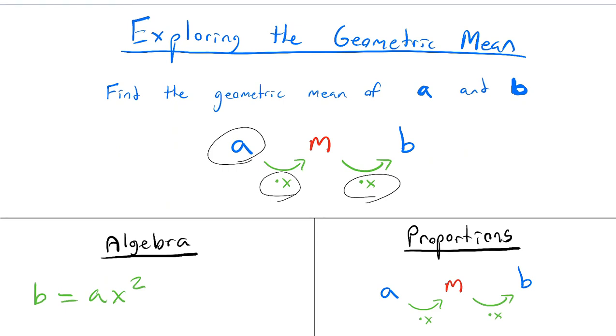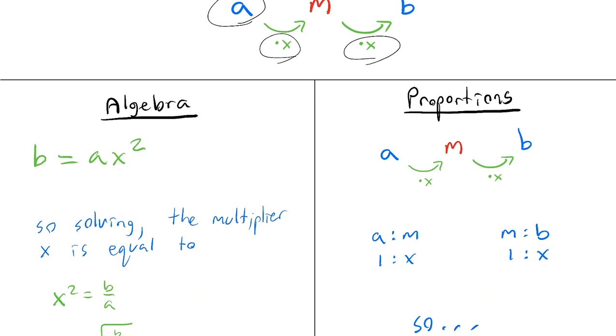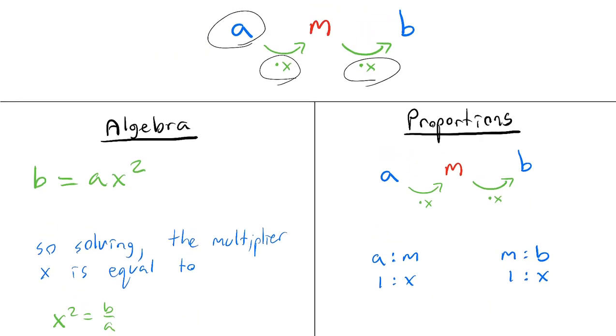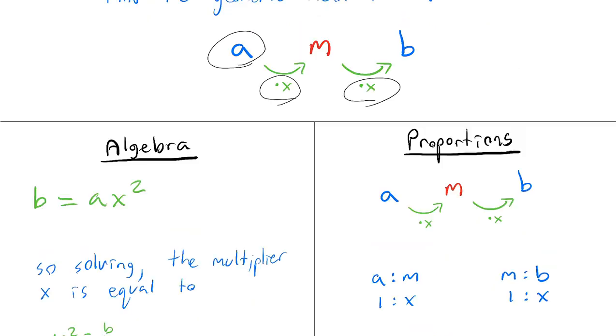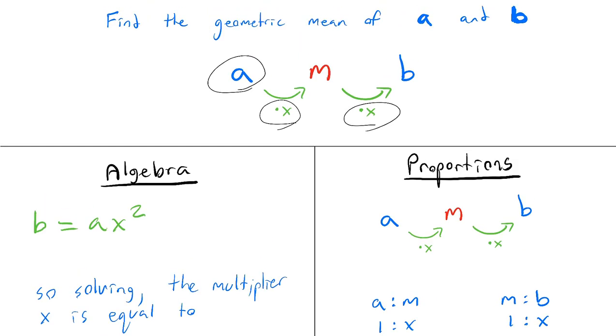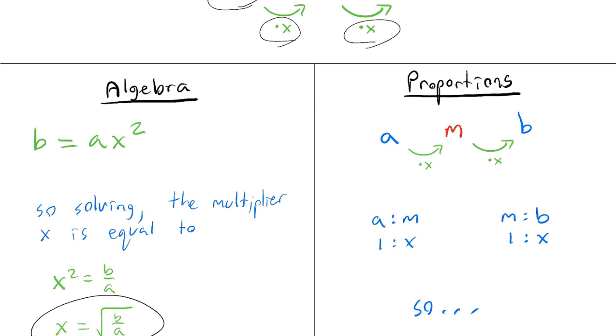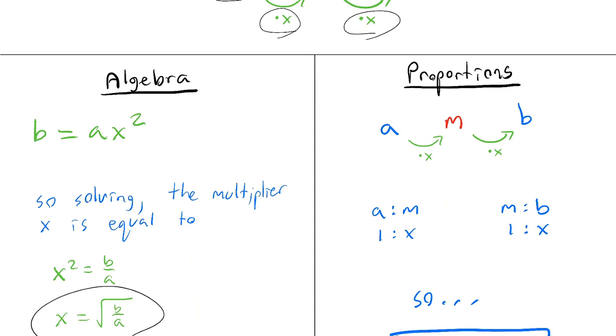Well, now I can just solve for X. I just divide by A on both sides. So I get X squared is B over A. And so over here I get X is the square root of B over A. Right, so it's just solving for it, right? If I multiply by X twice to get to B, then I could write B in terms of A, and I could solve for X. Okay, so I got that, right? But we weren't looking for X.